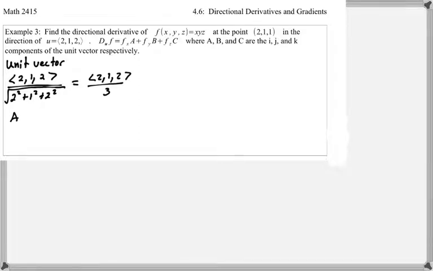Hang on a second. Oh, we're fine. Sorry, I was looking at the point (2, 1, 1). I was like, oh, we're in trouble with that. No, the vector is <2, 1, 2>. So we're good. All right.